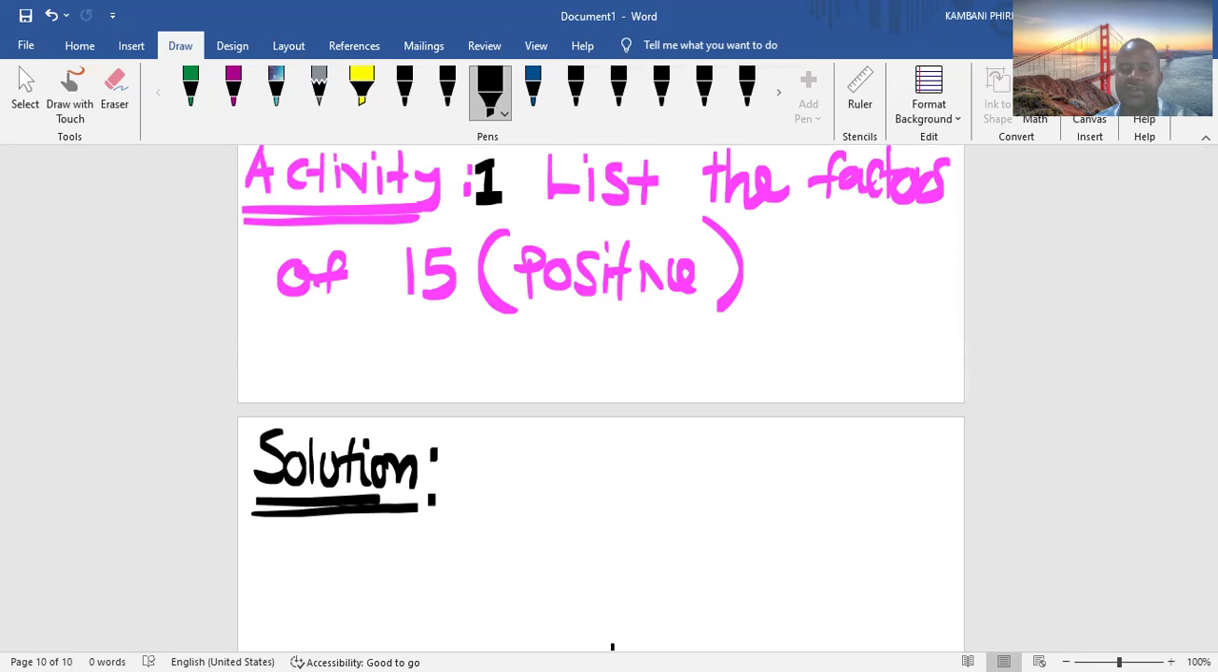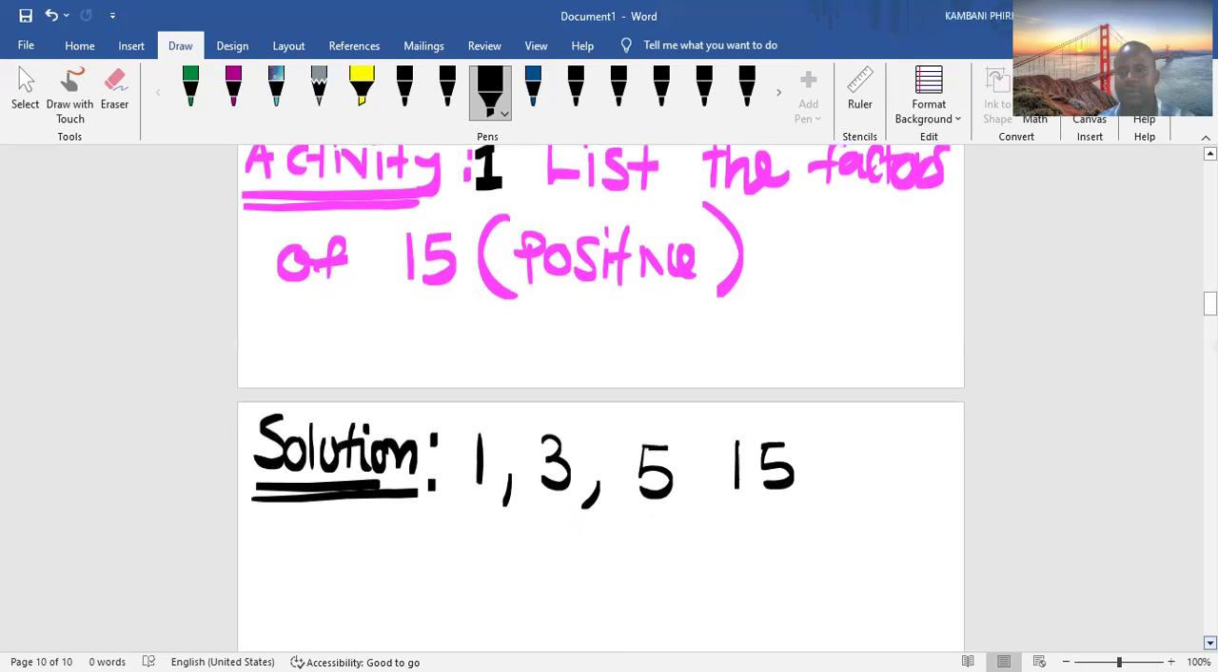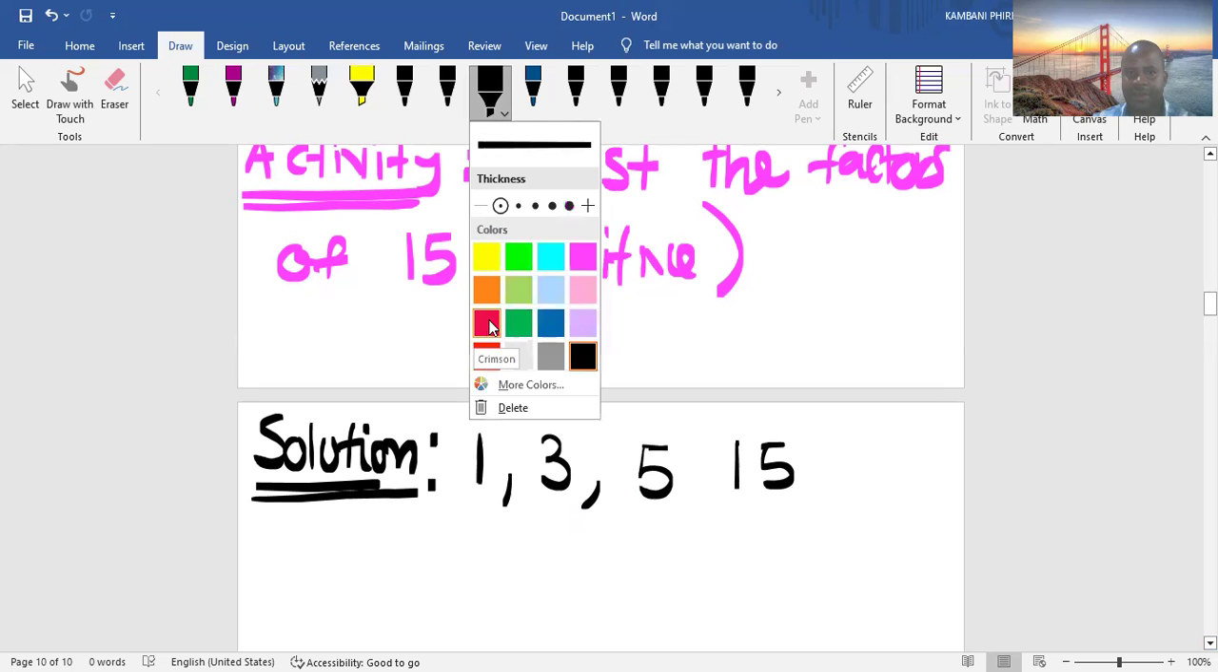What are the factors of 15? 1, 3, 5, and 15 itself. Those are the factors. Okay. Then from here, I can put up a follow-up question.